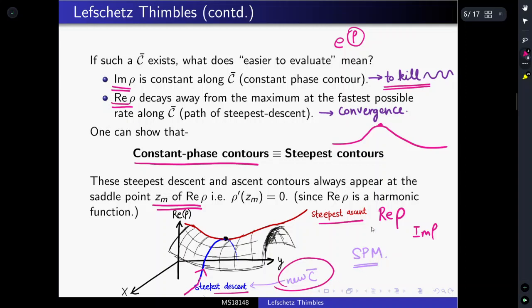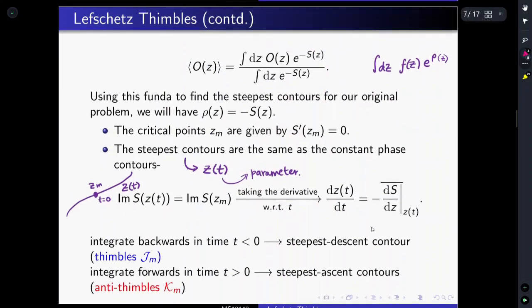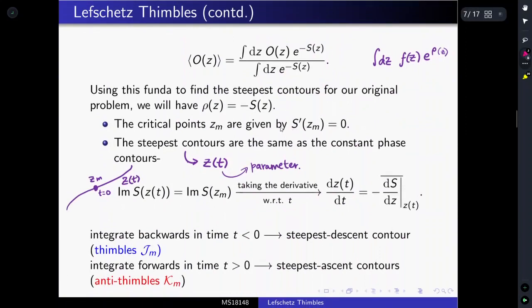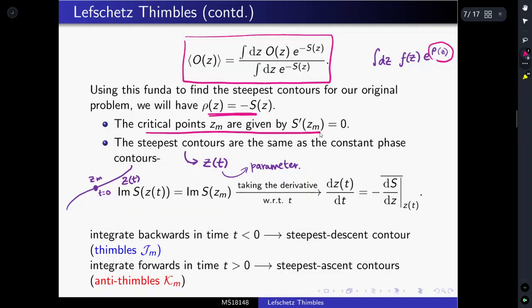This is also known as the saddle point method, which was proposed long ago by Riemann, and we are trying to use a similar idea here. Just as a reminder, this is our original problem, and we apply the same idea to it. The rho that we discussed earlier is nothing but the minus of the action in our case, and we first find the critical points by setting the derivative equal to 0, and then we find the steepest contours, and they are easy to find because they are the same as the constant phase contours.